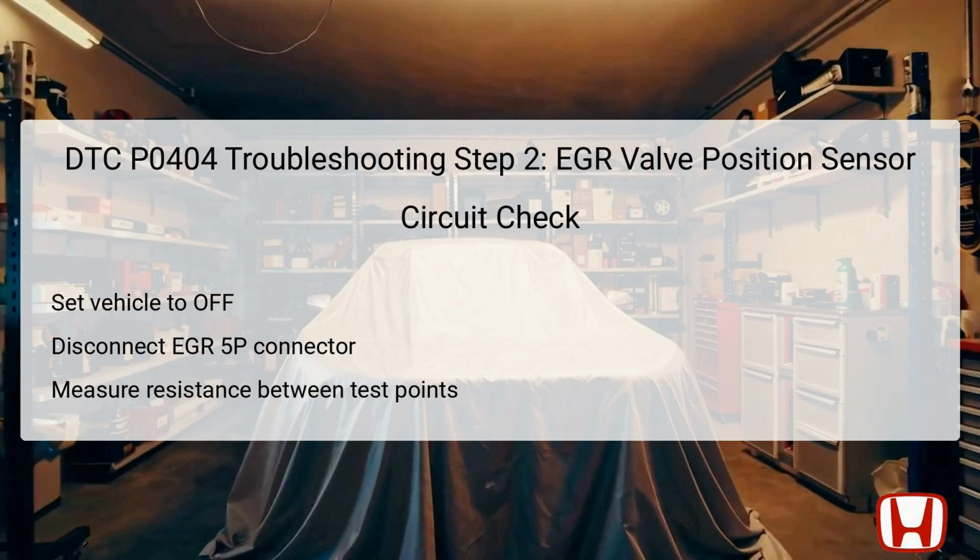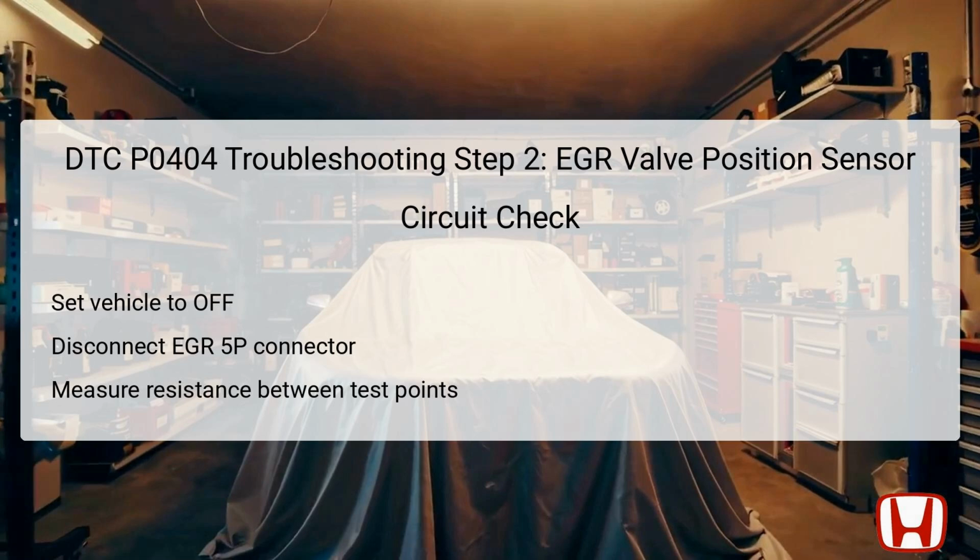This resistance measurement assesses the internal circuit of the EGR valve's position sensor, which indicates the valve position to the ECU. If the resistance is 100 kiloohms or more, it suggests a faulty internal circuit, and the recommended action is to replace the EGR valve.